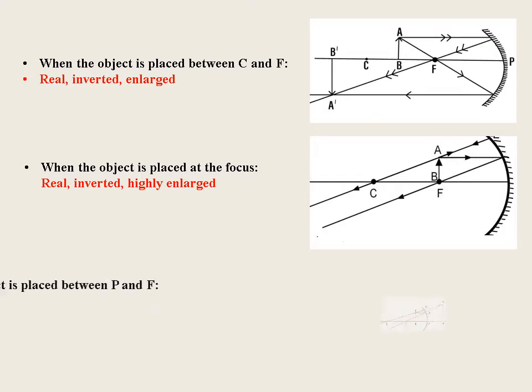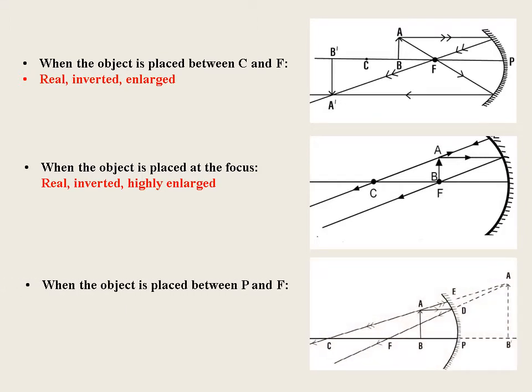When the object is placed between P and F, let us consider an incident ray parallel to the principal axis of the mirror and another passing through the center of curvature. In this case, the two reflected rays do not meet in front of the mirror. They appear to meet behind the mirror when extended backwards. Thus, the image AB formed is virtual, erect, and enlarged.